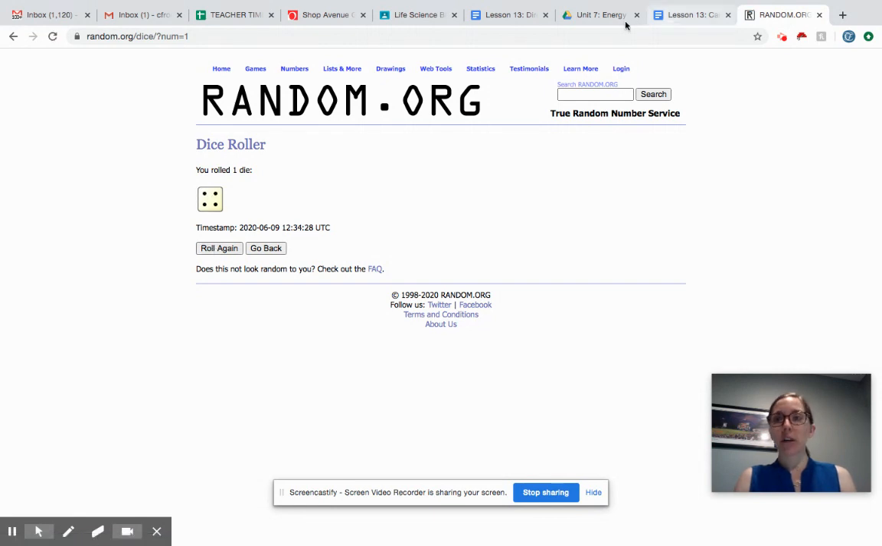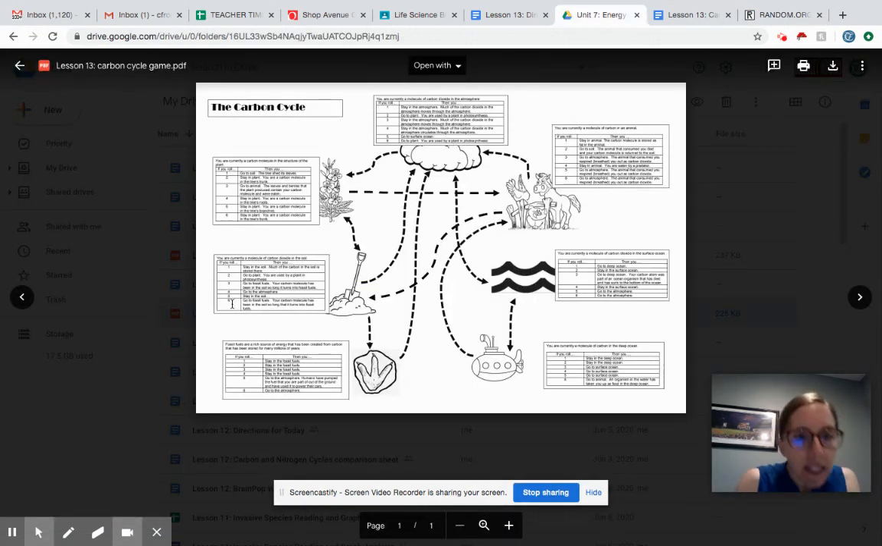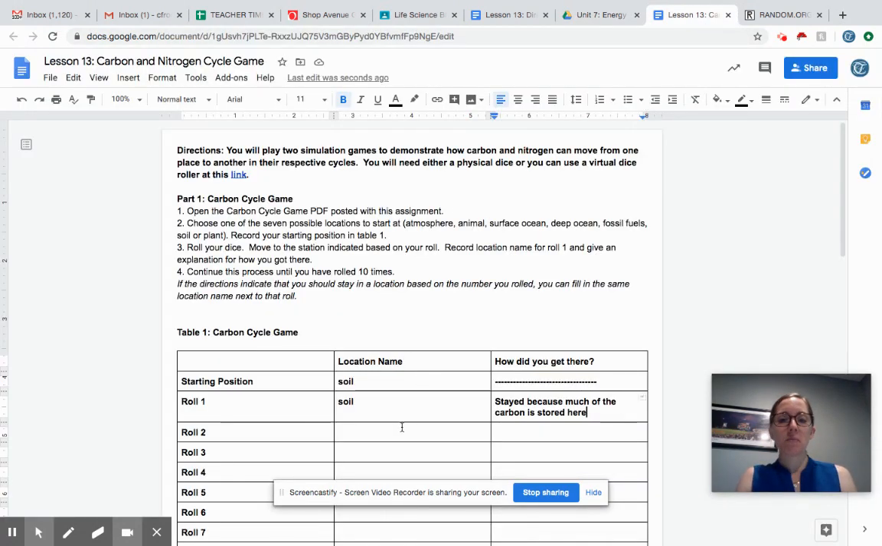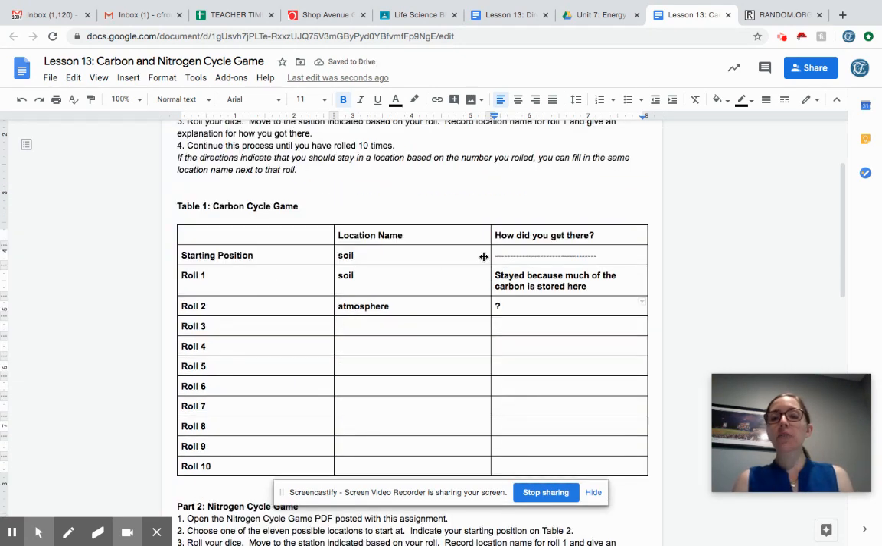And I got a 4. So I'll look at my PDF. This time it says if I roll a 4, I go to the atmosphere. Okay? So I end up in the atmosphere. It didn't really tell me how I got there, so I could just put, I don't know. And I'll continue moving on through 10 different rolls showing how this carbon will move through the cycle.